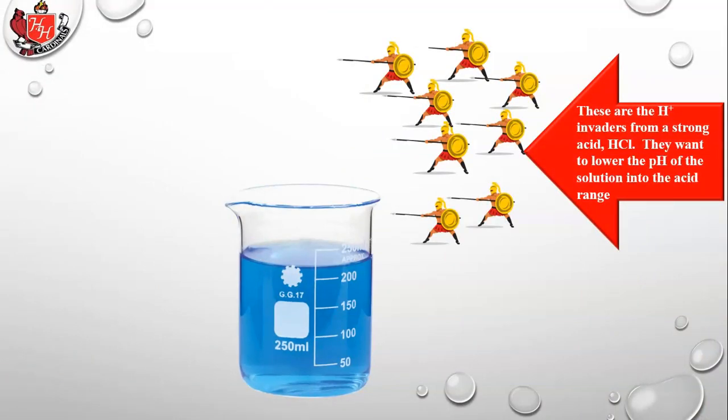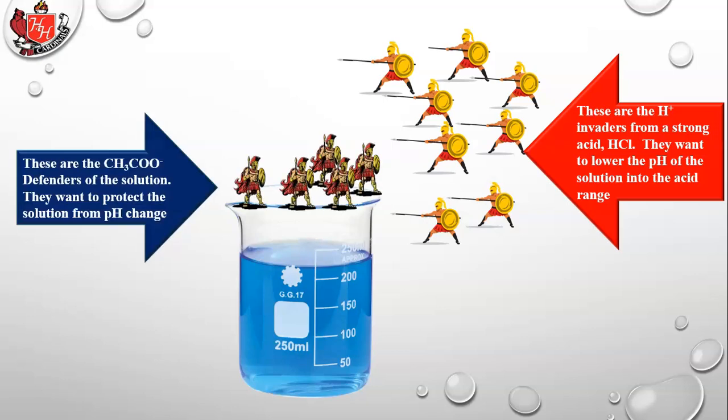Okay, so these are hydronium ion invaders from a strong acid, hydrochloric acid. They want to lower the pH of the solution into the acid range. These are the acetate ion defenders of the solution. They want to protect the solution from pH change.